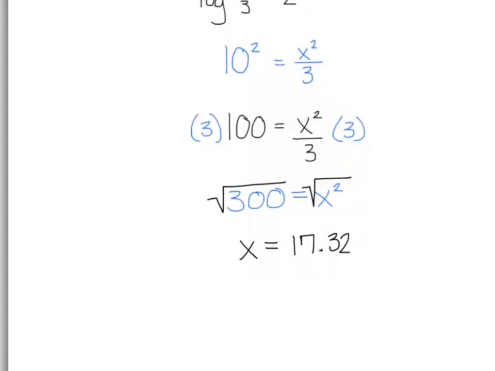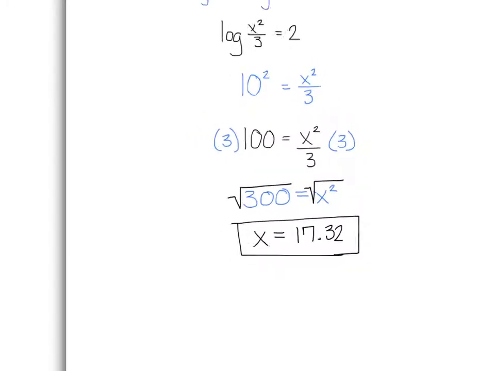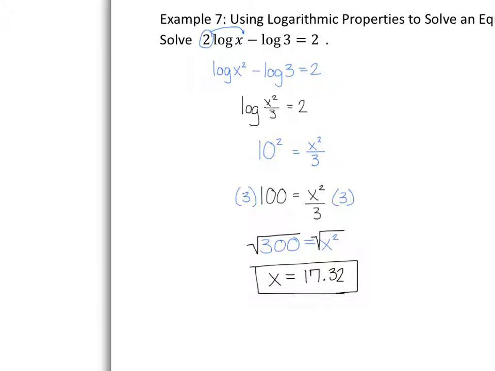17.32. Now, usually when we take the square root of both sides, we put in a plus or minus. But for this one, we actually only want the positive number, because we're taking the log of x, and we said that whatever you're taking the log of cannot be a negative number or zero, because that would make it undefined. So it has to be a positive number.